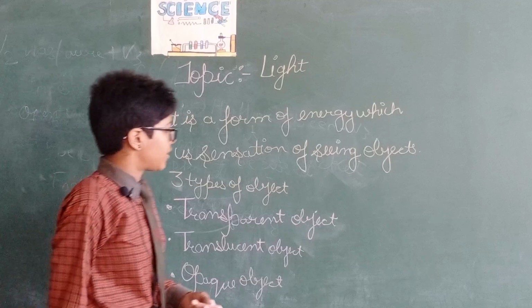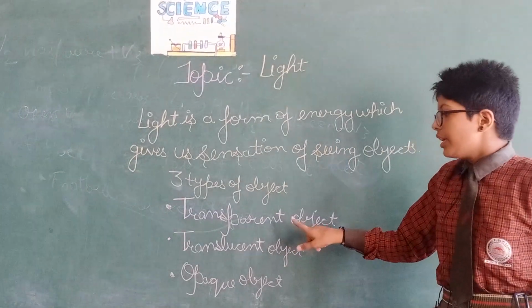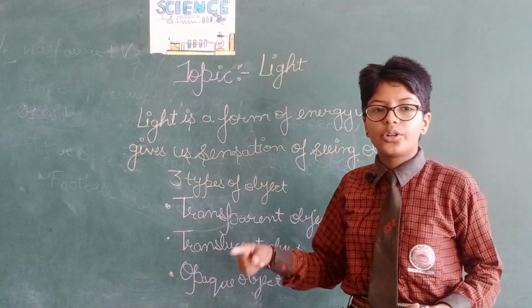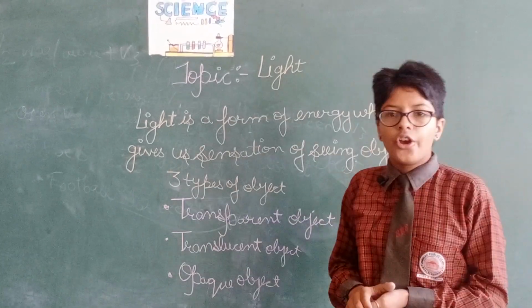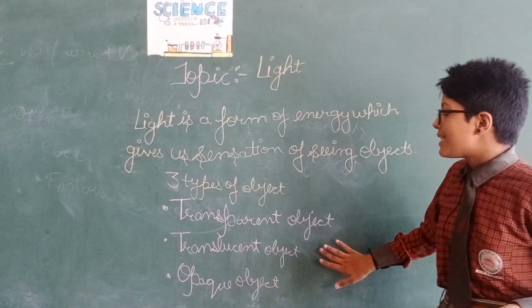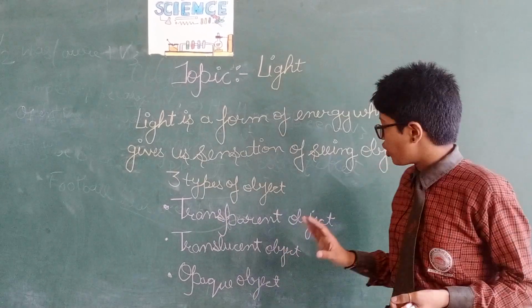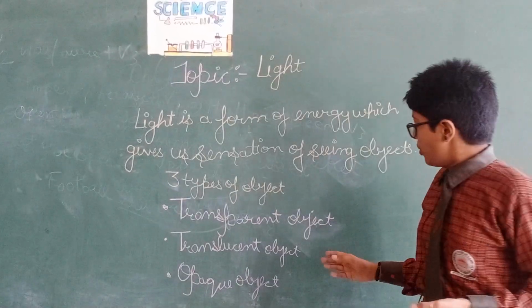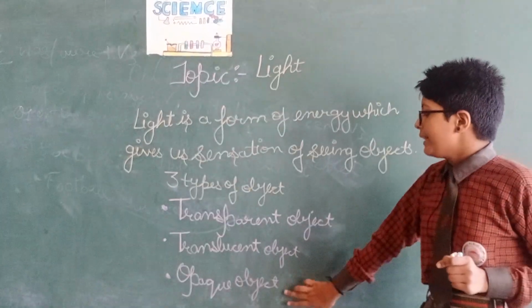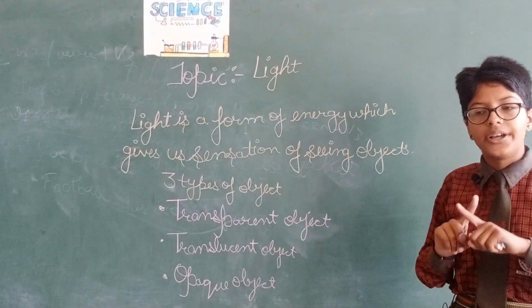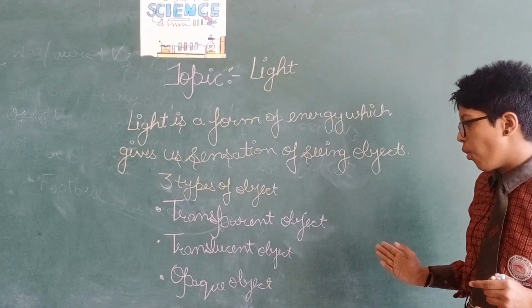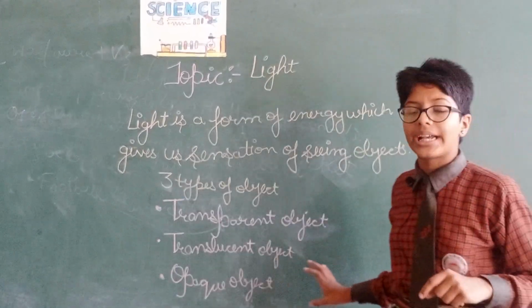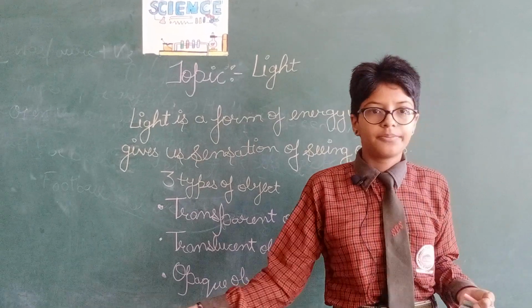So, what is a transparent object? The object which allows light to fully pass through it is known as a transparent object. For example, glass. Second is a translucent object. The object which allows light to partially pass through it. For example, oil paper. And the third one is an opaque object. It does not allow light to pass through it at all. For example, wall. Now I will show you an example of each object.